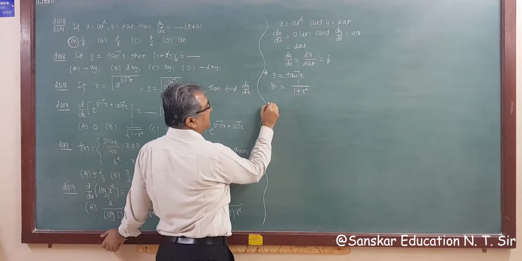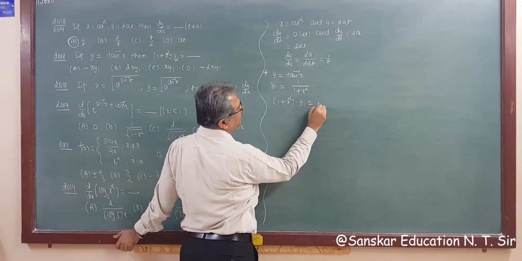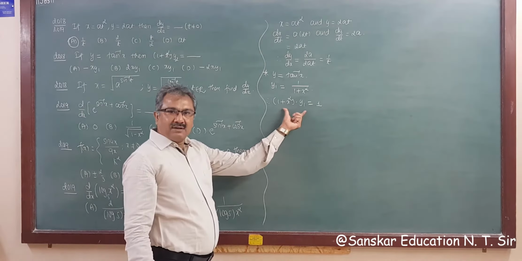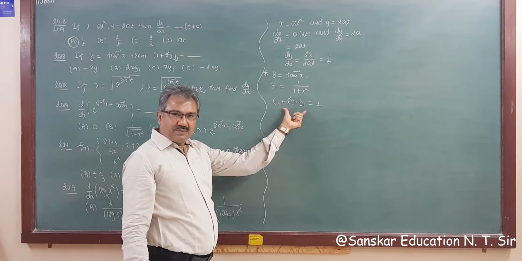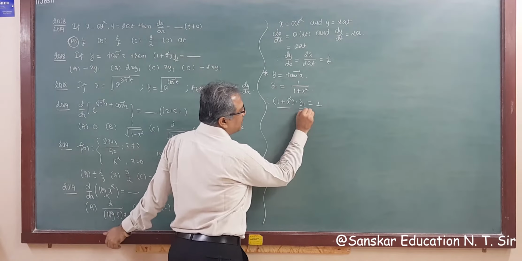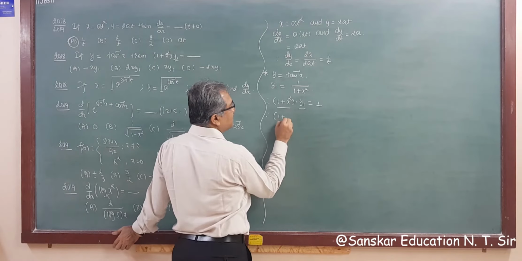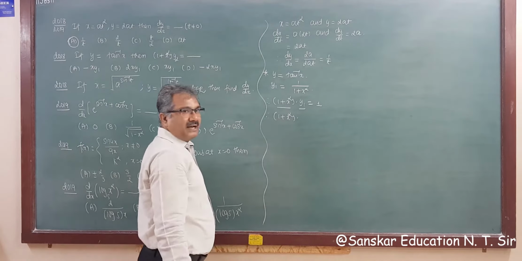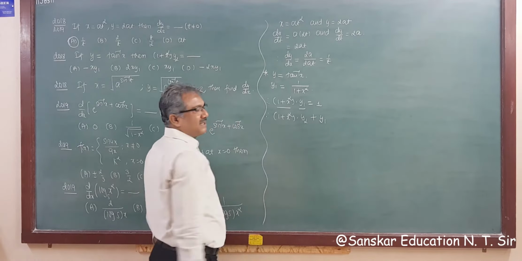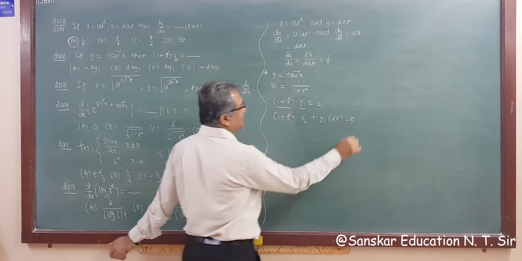Now cross multiplying, this is (1 plus x square) into y1 is equal to 1. Now this is a simple equation, so no need to simplify it, right? This is in its simplest form. So this is u into v, so again differentiating with respect to x. So 1 plus x square remains as it is, the derivative of y1 is y2, plus y1 remains as it is, and the derivative of x square is 2x, and the derivative of 1 is 0.